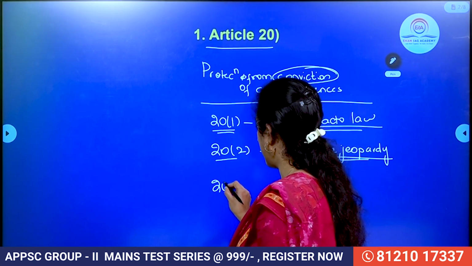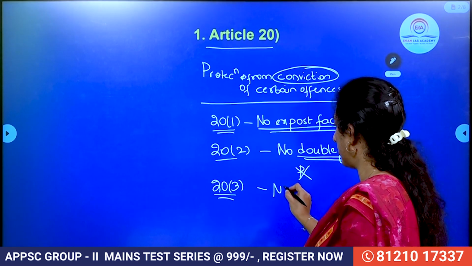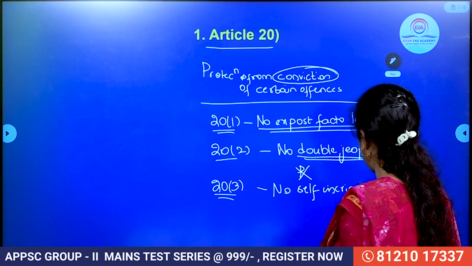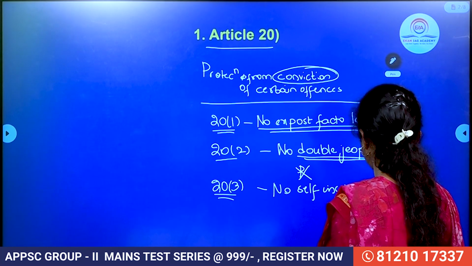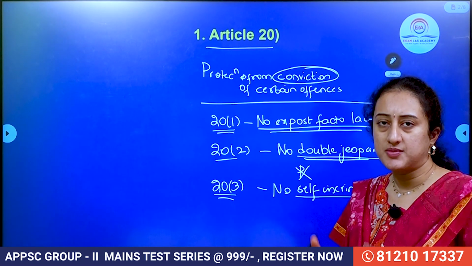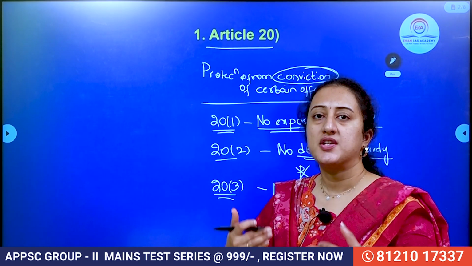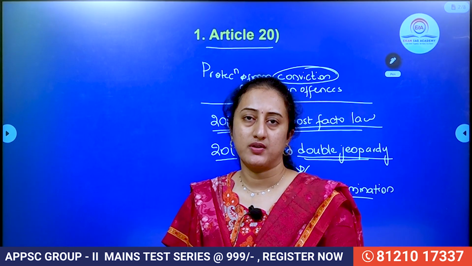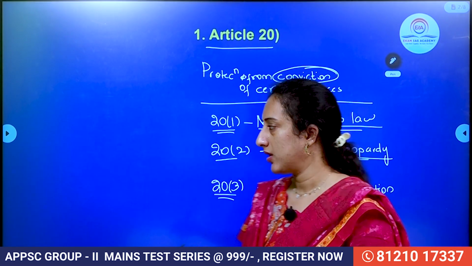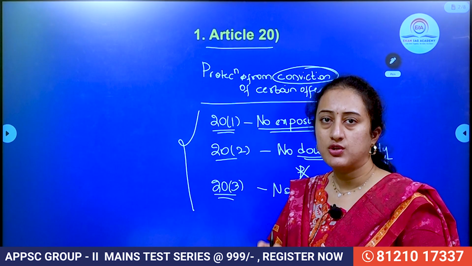Then Article 20 clause 3. So what does clause 3 talk about? It says no self-incrimination. That means no one can be compelled to be a witness against himself. You cannot compel anyone to be a witness against himself. You cannot torture anyone, right? This particular thing includes oral and documentary evidence also. But here, interestingly, you need to remember all these apply only to criminal laws, not to civil laws, right?